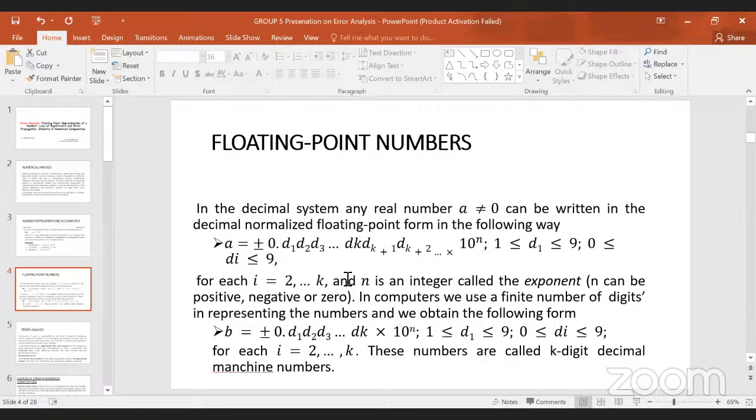So, like he has just told us, any number raised to power 0 is equal to infinity. And this can be represented in general form, since we said we use finite numbers in computer computations, as b equals plus or minus 0.d1 d2 d3 up to dk, times 10 raised to the power n, where 1 is less than or equal to d1, less than or equal to 9, and 0 is less than or equal to di, less than or equal to 9, for each i that spans from 2 to k. These numbers are called k-digit decimal machine numbers.